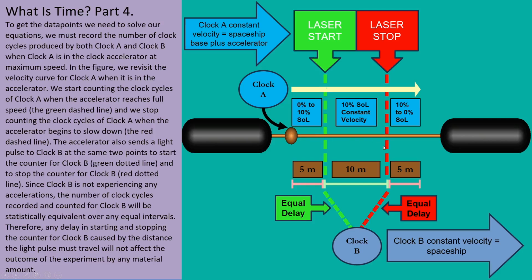At the same time, it will break the red laser, and that break in the red laser will stop the counter for clock B. In that way, the mechanical motion of clock A while it's in the accelerator will start and stop both clocks in the same interval. And that's how we'll perform this experiment.